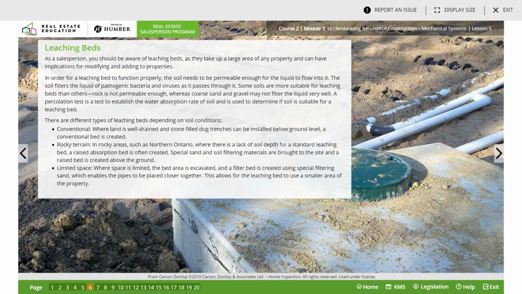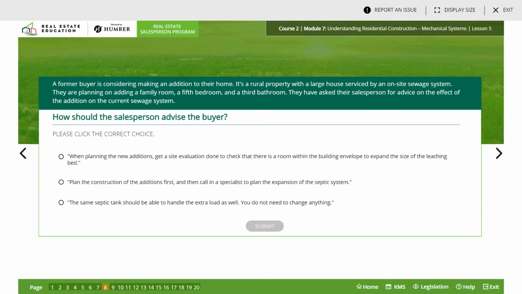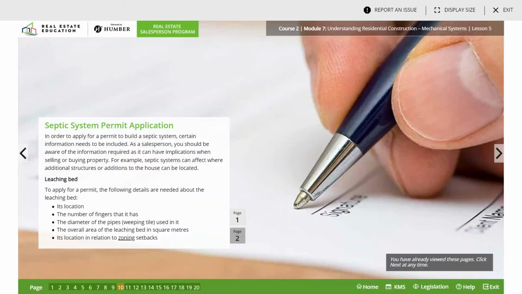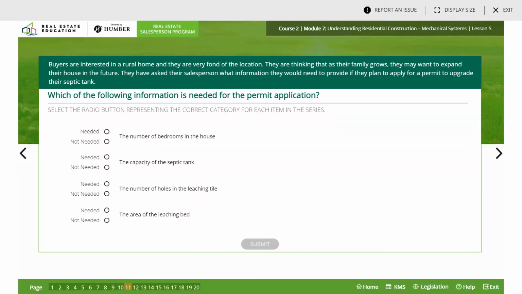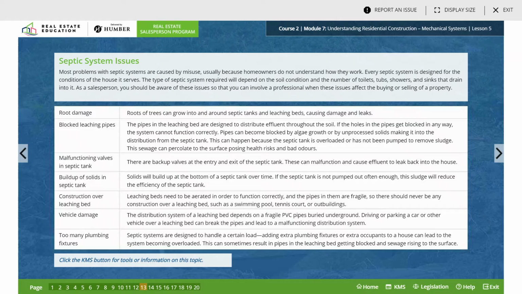Leaching bed, we've already talked about this. So that was basically lesson 5. I believe I've covered everything I need to know and you need to know, but please do go over it yourself so you are well prepared when you take the exam.